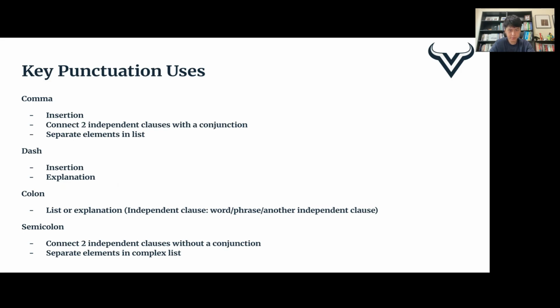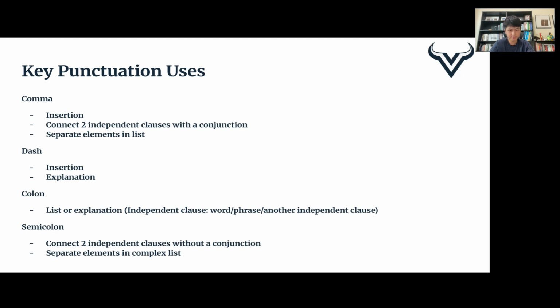Key punctuation uses. These are some of the common punctuation that you will find in texts on the SAT, and you need to know what each of them do and how to use each of them. For comma, this is often used for insertion, to connect two independent clauses with a conjunction, or to separate elements in a list.